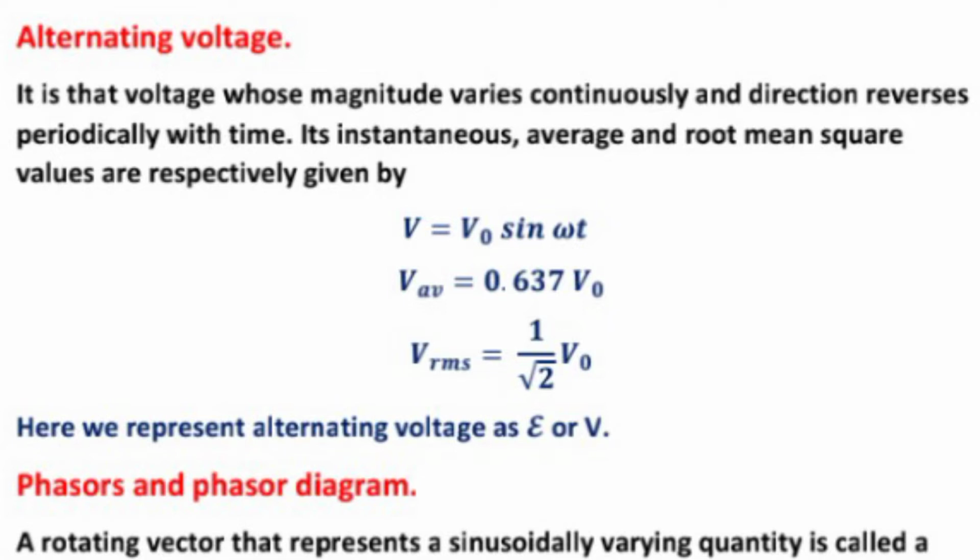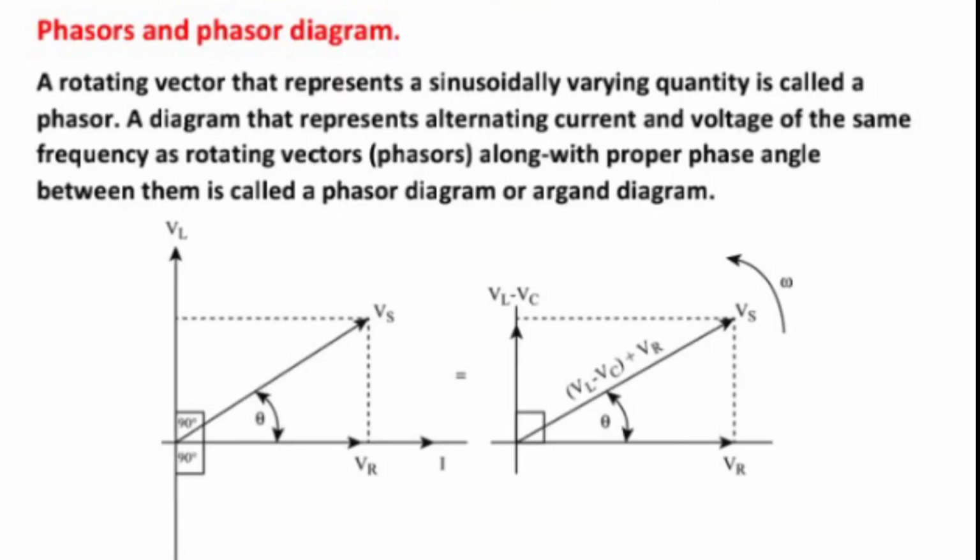Phasors and phasor diagram. What is a phasor or phasor diagram? A rotating vector that represents a sinusoidally varying quantity is called a phasor. A diagram that represents alternating current and voltage of the same frequency as rotated vectors, phasors, along with proper phase angle between them is called a phasor diagram or Argand diagram.